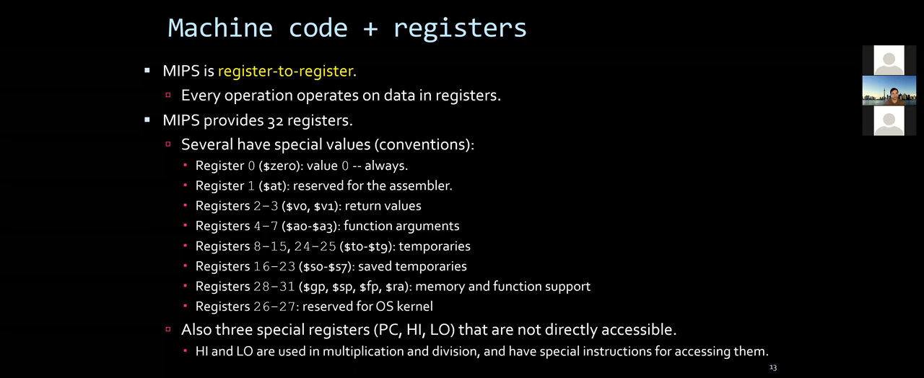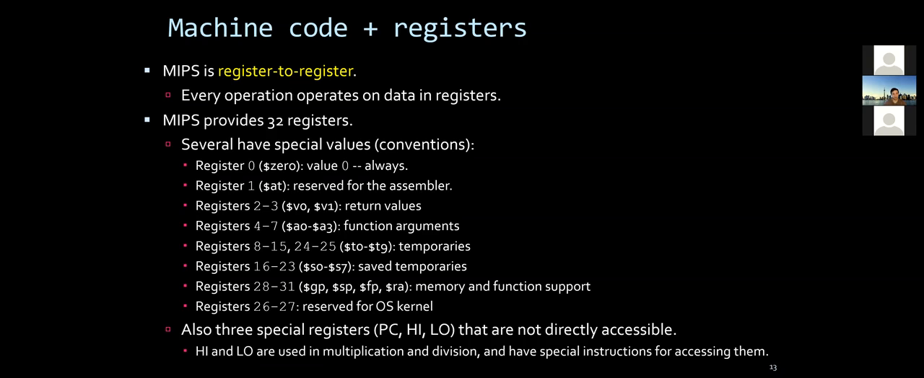Then there are registers 8 to 15, 24 to 25 that are called temporaries. Those are the variables you do most of your operations on. There are also saved temporaries, where you can keep the values a bit longer. Those are registers 16 to 23. There are special registers to deal with memory and function support: GP, SP, those are stack pointers of different types and some function pointers. And there are registers reserved for the kernel operation.